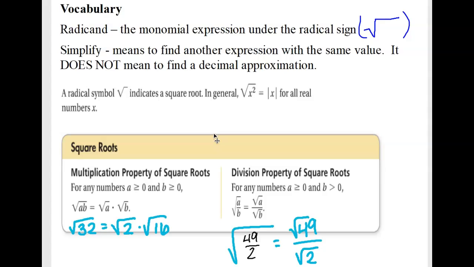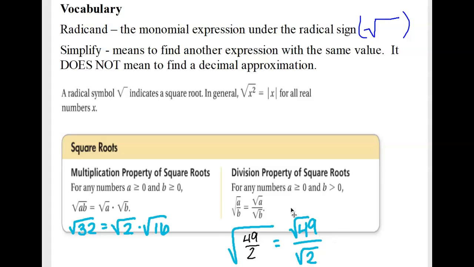The division property is very similar to the multiplication. It says that if you have two things being divided, you can think of them as the division of the top over the division of the bottom. We're also going to talk about rationalizing. You cannot leave a square root in your denominator.